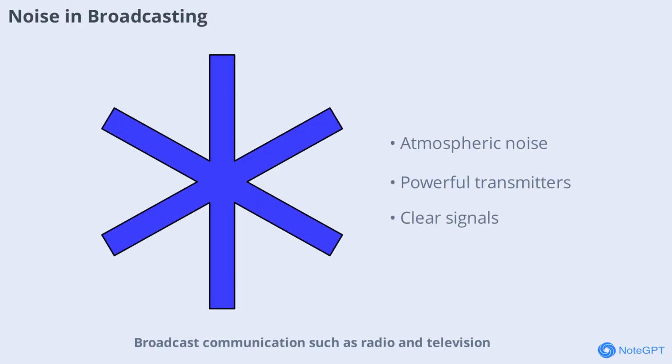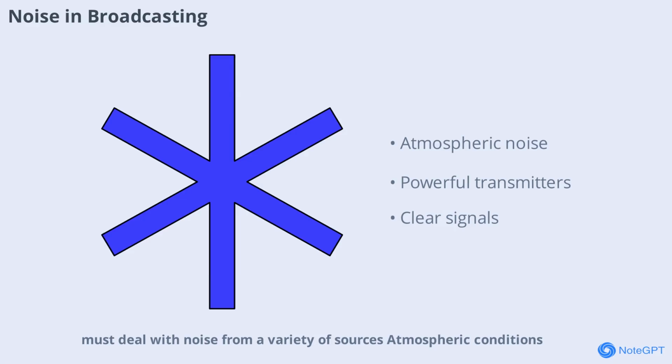Broadcast communication, such as radio and television, must deal with noise from a variety of sources. Atmospheric conditions, electrical equipment, and even sunspots can introduce noise. Broadcasters use powerful transmitters and error correction to ensure their signals reach audiences clearly.